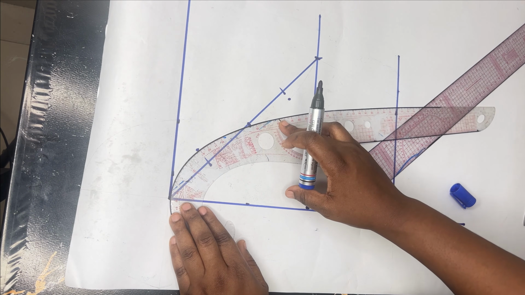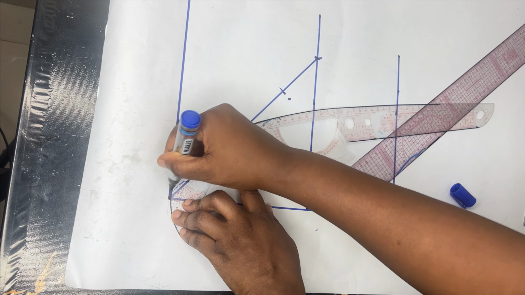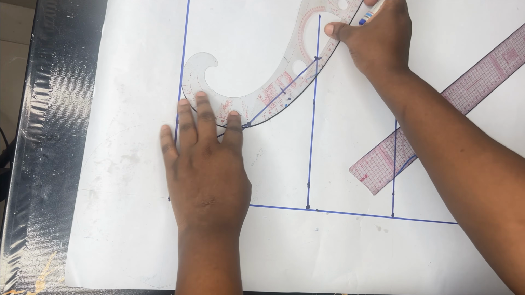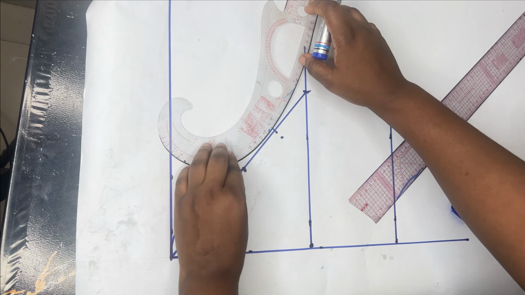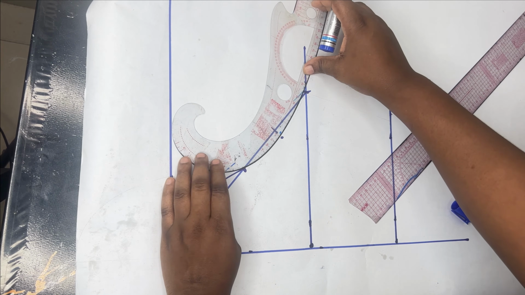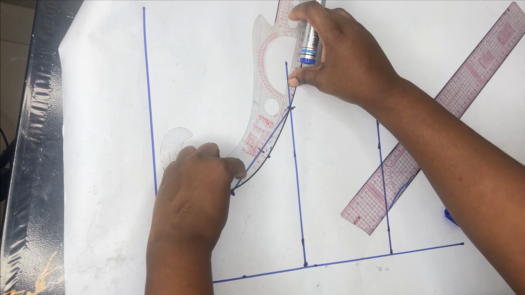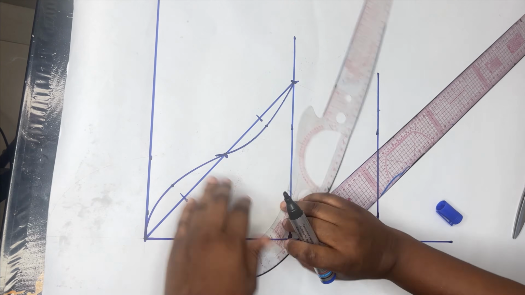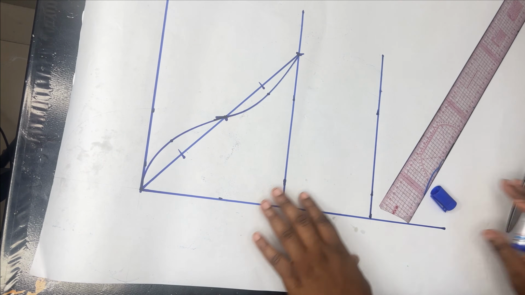So this is an easy way you can create the armhole for your sleeve. Then I'm going to turn my curve and mark from here to here as well. It is that simple. Make sure that the curves are touching all the important points. So you can see I have created my armhole curve.